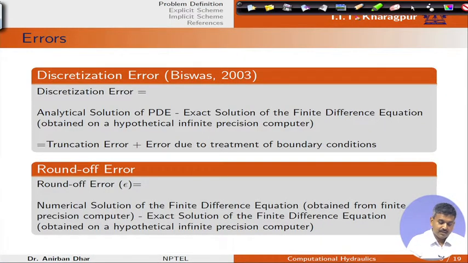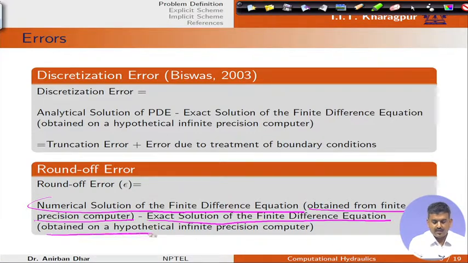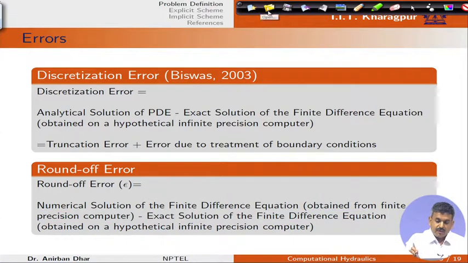Now, if you consider the round off error, it is the difference between the numerical solution of the finite difference equation obtained from a finite precision computer and the exact solution of the finite difference equation obtained on a hypothetical infinite precision computer. So, for any problem, if we discretize the equation and solve it in finite precision computers, there will be some amount of error involved due to round off error.